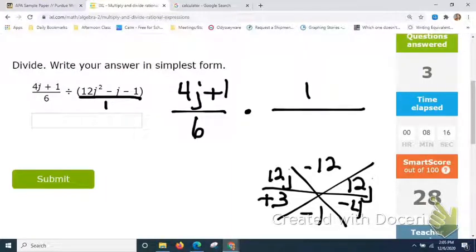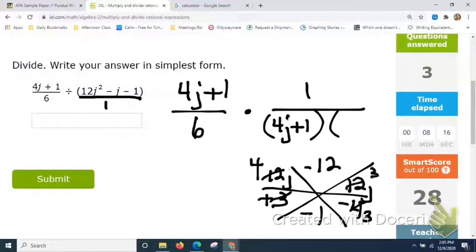And then I have some reducing to do. So it looks like this one reduces to 4 and 1, so 4j plus 1. And the other one reduces to 3j minus 1. And it should not be surprising that one of those factors is the same as that other numerator. That way something cancels, and then what's left is our answer.